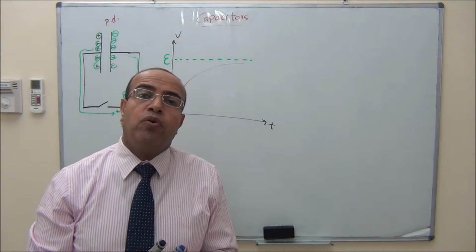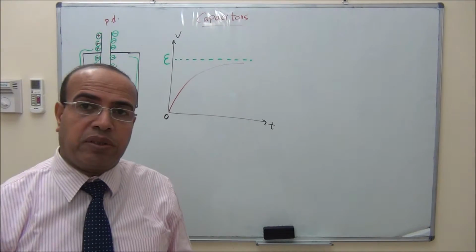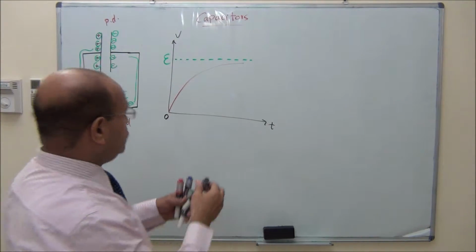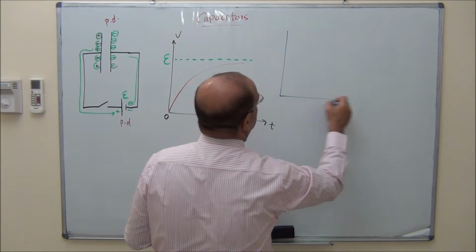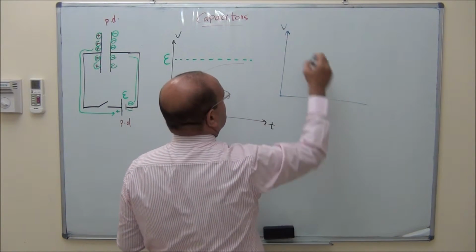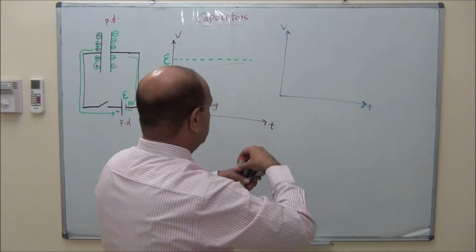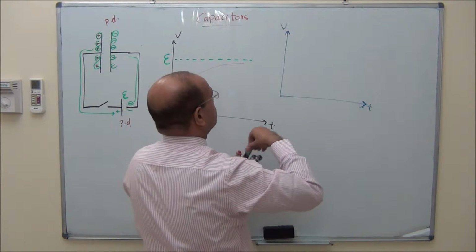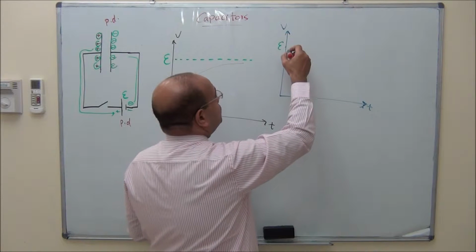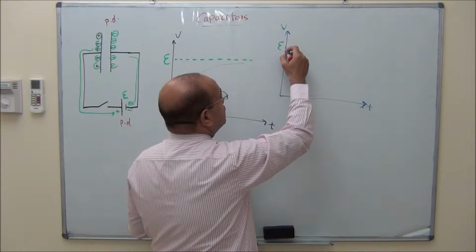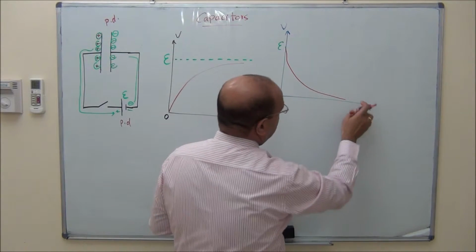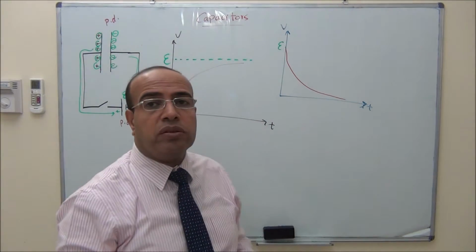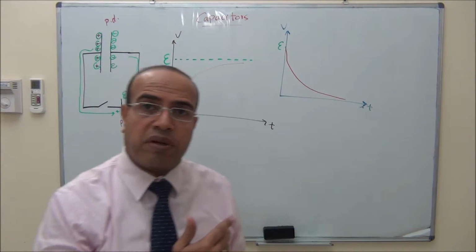What will happen when we discharge the capacitor? When we discharge the capacitor, for the voltage and the time, look, this is the voltage and the time, this is the electromotive force, the voltage decreases gradually in exponential form. It does not touch zero. Okay? So this is the discharge of the capacitor.